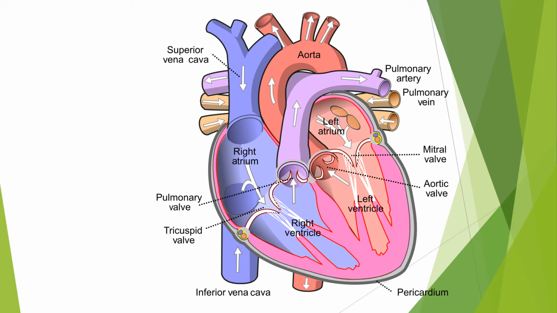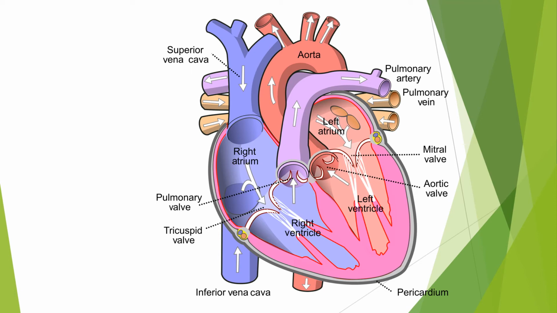Between the right atrium and right ventricle, we have the tricuspid valve. That valve has 3 cusps, which is why it is called a tricuspid valve. And between the left atrium and left ventricle, we have the mitral valve. The other name for the mitral valve is the bicuspid valve, meaning it has 2 parts. So on the right side it is tricuspid, and on the left side the valve between atrium and ventricle is bicuspid.